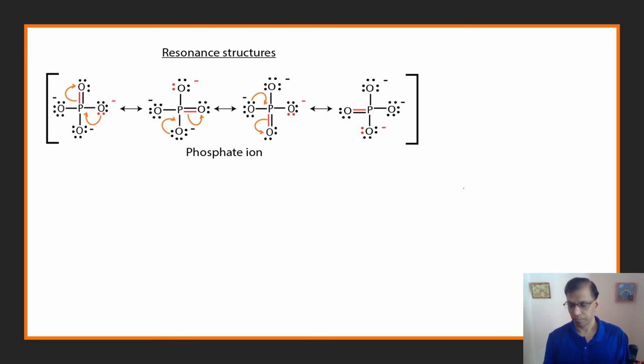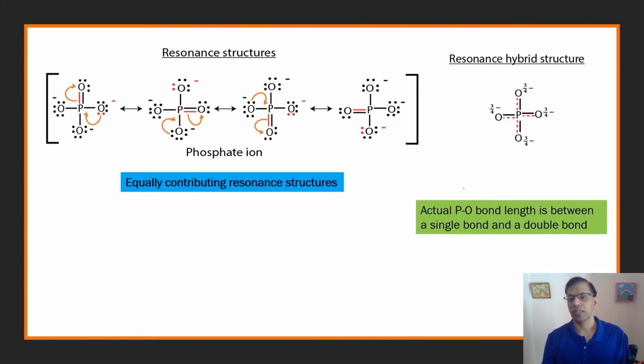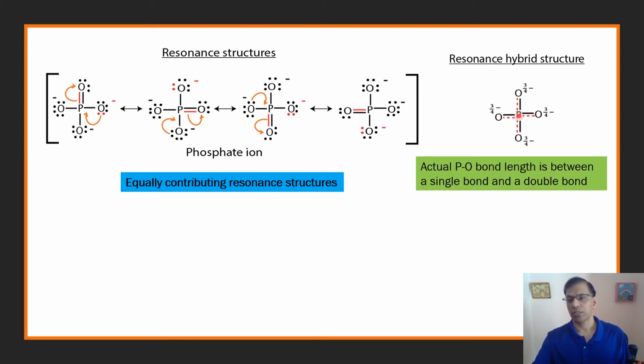Okay. So the actual resonance structure is a hybrid of all the four resonance structures, and all the four are equally contributing towards the hybrid structure. So the actual phosphorus-oxygen bond length is in between a double bond and a single bond, and I've put the dotted red line to show that the electrons are delocalized, and the entire molecule has a -3 charge, and I've equally distributed the -3 charge between the three oxygen atoms.